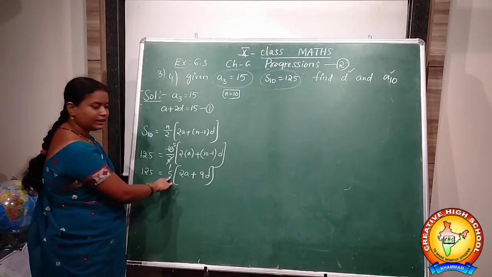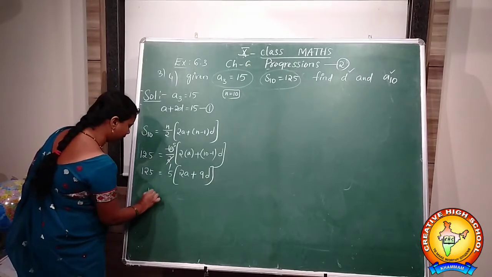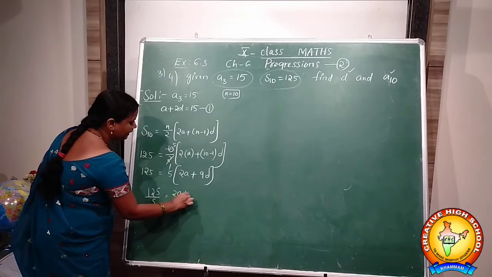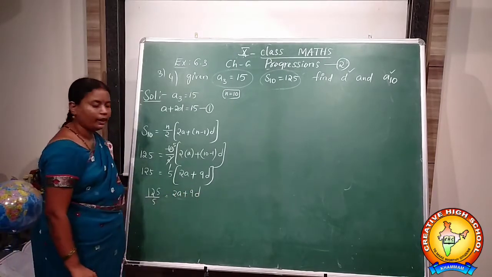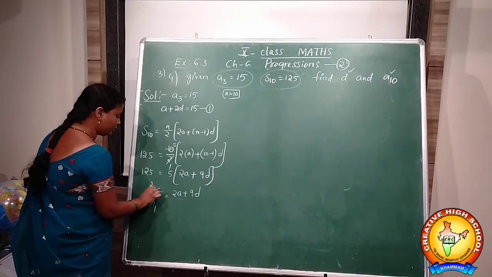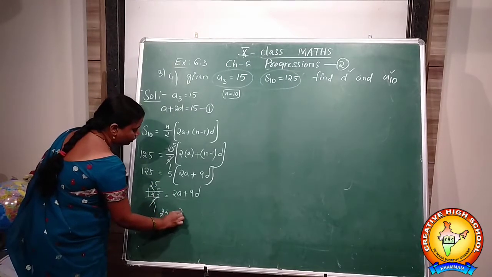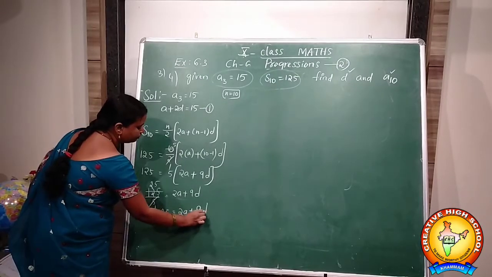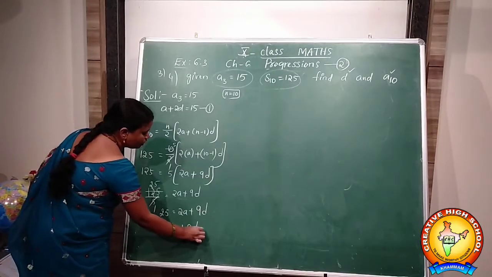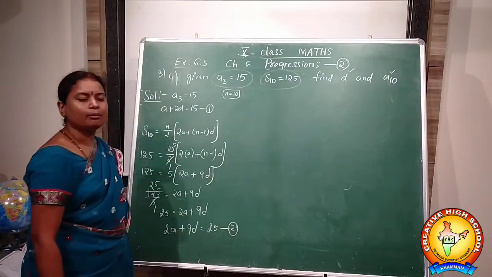Okay. Now here it is into 5. If we move the 5 from the right side to the left side, it will become divided by. So 125 by 5 is equal to 2a plus 9d. Okay. So here we can cancel 125 with 5. 5 ones are 5, 5 twos are 10, 5 fives are 25. So 25 is equal to 2a plus 9d. So if we write this in order, 2a plus 9d is equal to 25. Let us take this as equation number 2.